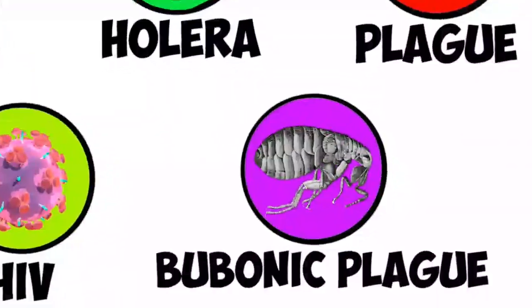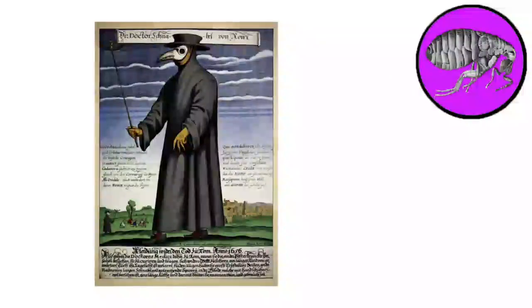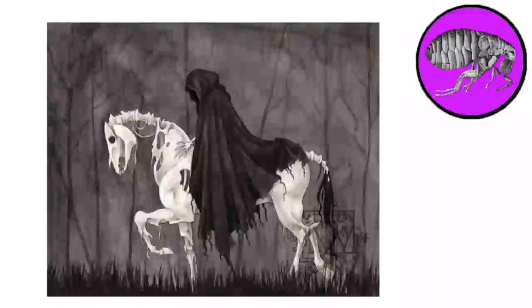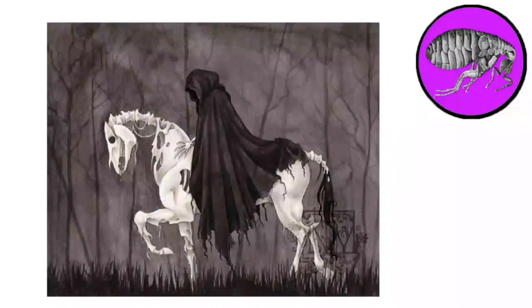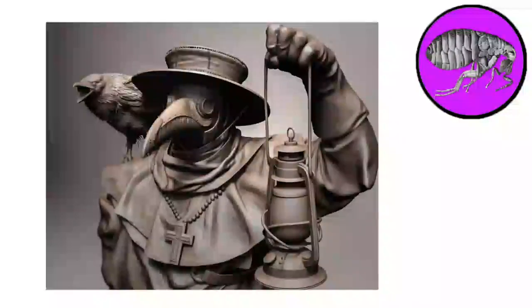The next disease is bubonic plague. Bubonic plague is an infectious disease caused by the bacterium Yersinia pestis and often manifests itself as acute inflammatory reactions of the lymph nodes. It can take many forms, including swelling, pneumonia, and septic shock, and can be fatal if left untreated. Examples of bubonic plague.